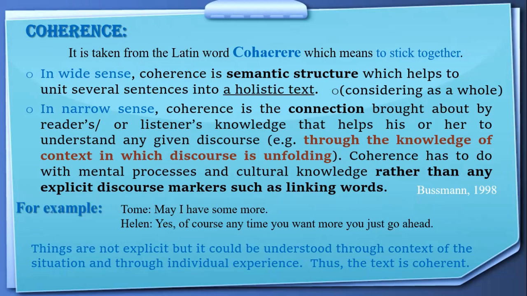So here is a discussion between Tom and Helen, and they are talking about something as they know and understand, so the text could be understood through the context. Here, when we talk about coherence, we are talking about whether the text makes sense or it does not.